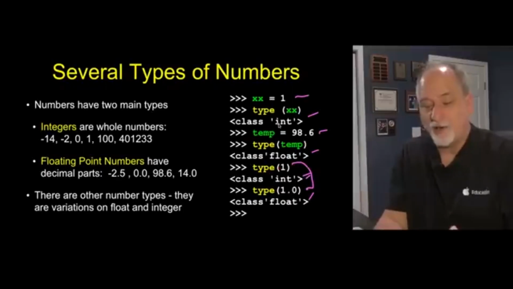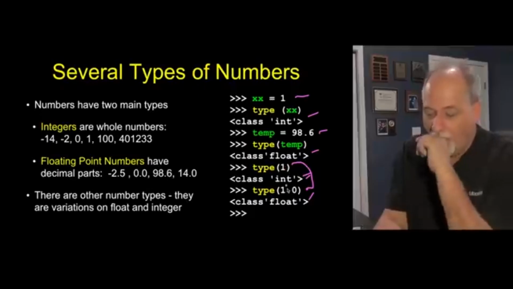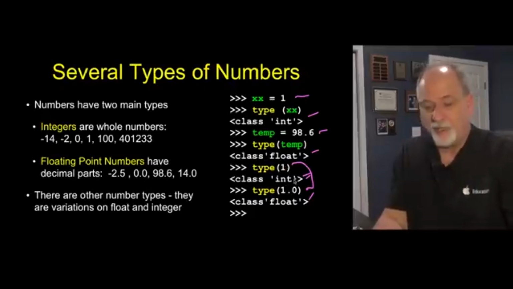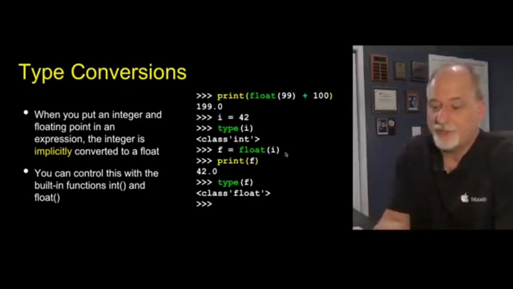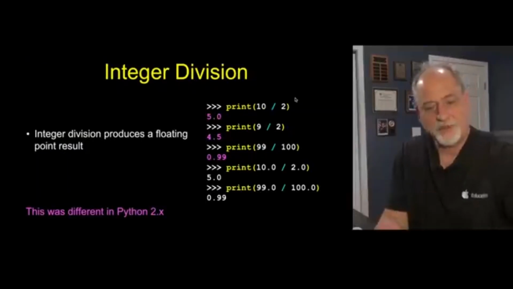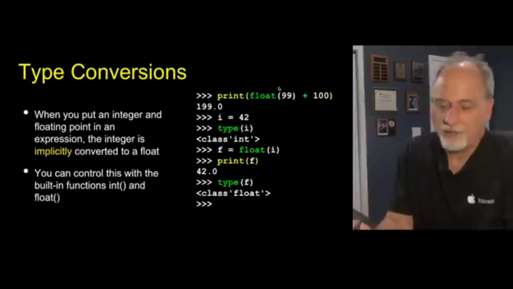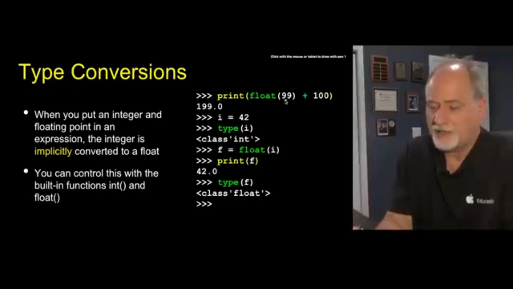And I'm just asking over and over again, what is the type of what's in x, what's the type of what's in temp, what's the type of the constant 1, and what's the type of 1.0. You can also use a set of built-in functions like float and int to convert from one to another. So this basically says, I want to convert 99 to a floating point number.